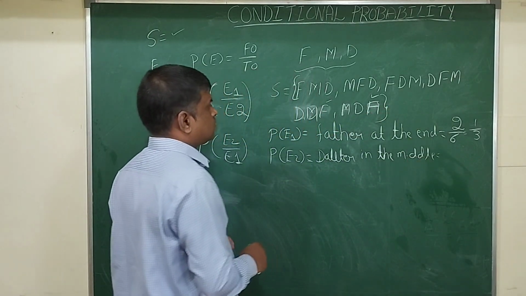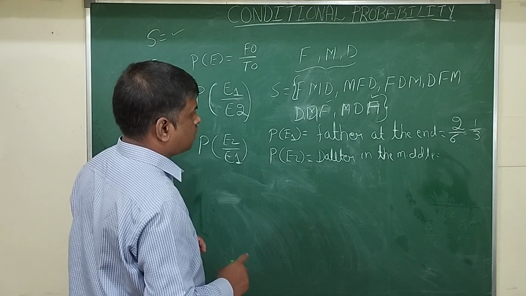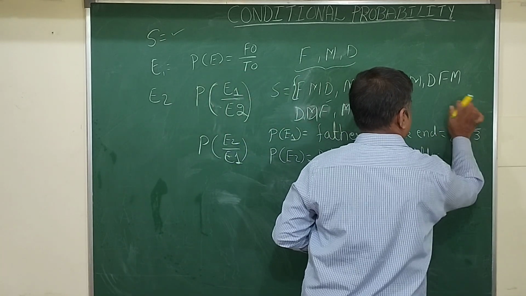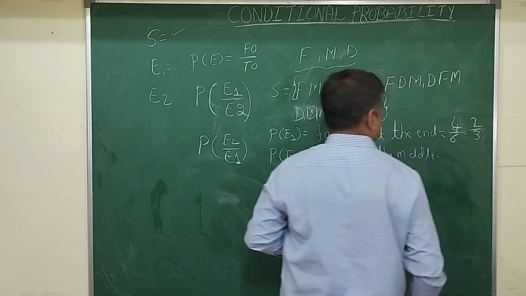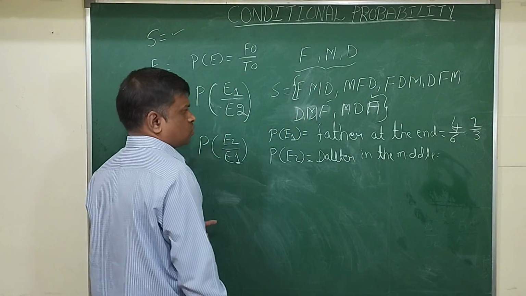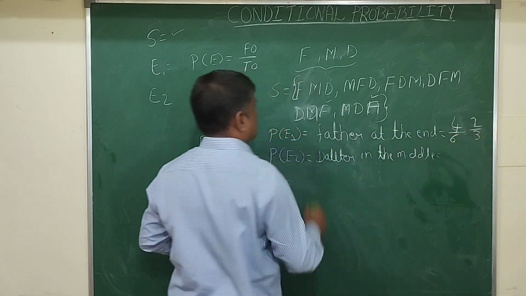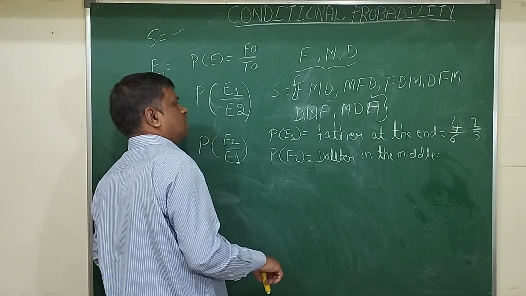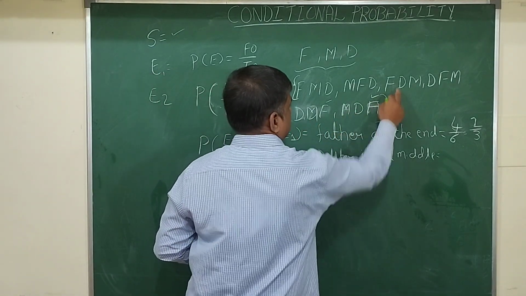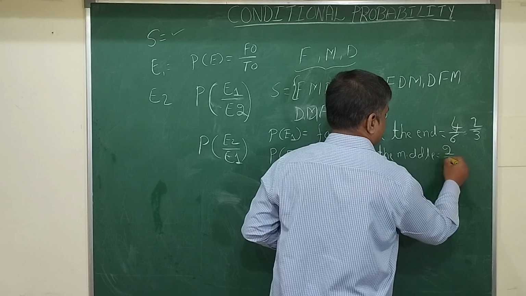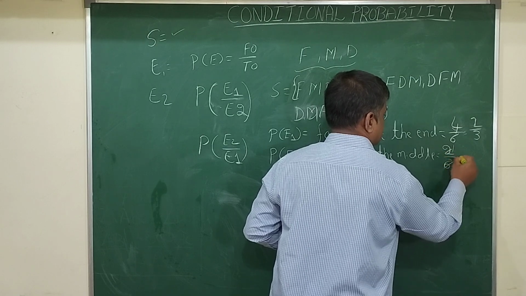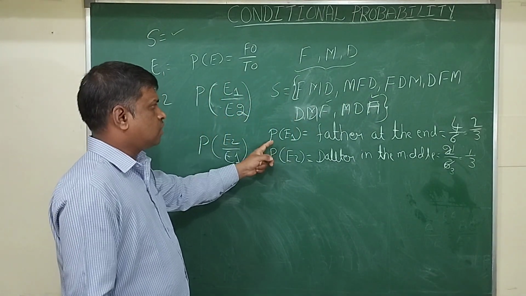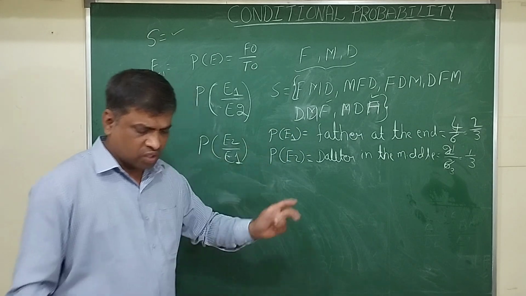Father at the end means 1, 2, 3, 4 will come. They didn't say right side or left side. So 2 times 2, 3 times, cancelled, becomes 2 by 3. Further, here also at the end, here also in the beginning, end. A daughter in the middle: here 1 and here 2. So it becomes 2 by 6. When you find the probability of an event with respect to the sample space, it comes like this for both events.